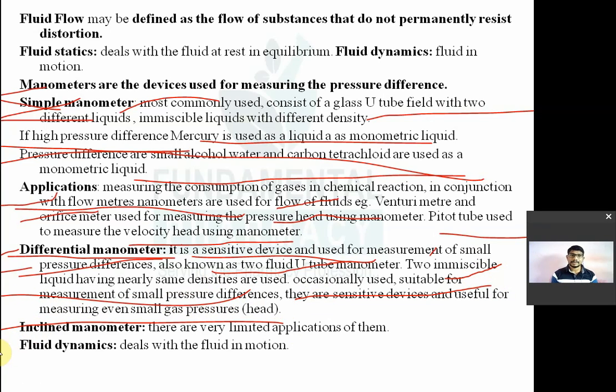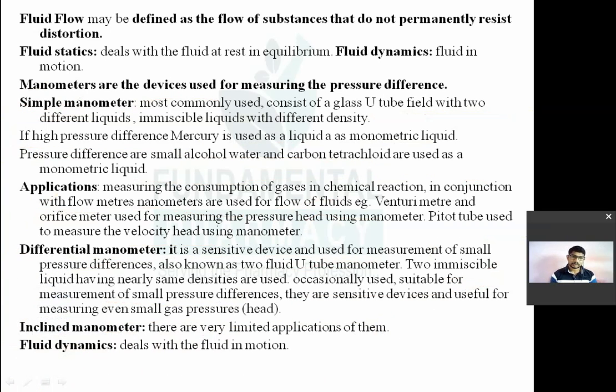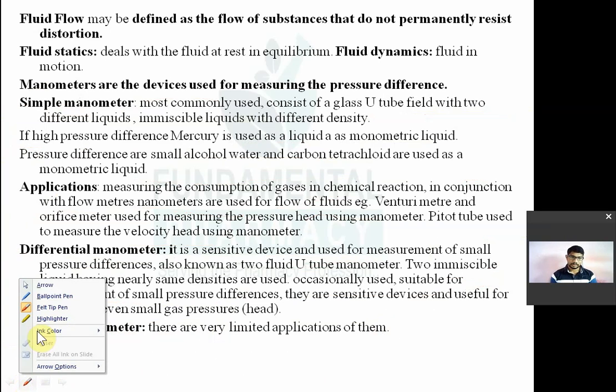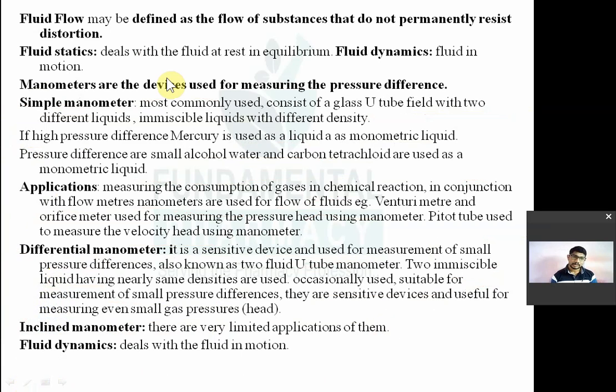Then third type is inclined manometer. Inclined manometers are also there. They have very limited applications, so they are not discussed over here. So you just remember there are three kinds of manometers: the simple manometer, then differential manometer, and inclined manometer. तो क्लासिफिकेशन याद रखो यहाँ पे, सिंपल, इंक्लाइंड, डिफरेंशियल, ये तीन टाइप का आपको मैनोमीटर होता है. Simple manometer is the most commonly used. Differential manometer is also known as two fluid U-tube manometer. याद रखो, it is used for measuring the small pressure differential.